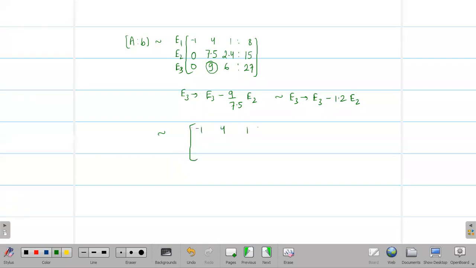-1 4 1 8, 0 0 7.5, and this second row will also be the same. This will be 0. Now the third row will be affected. Here you can see 6 minus 1.2 into 2.4 and 27 minus 1.2 into 15. So that will change to 3.1 here, and it is 9.